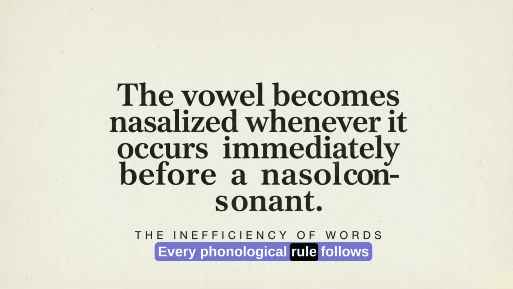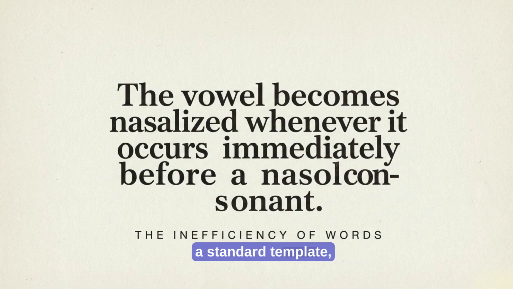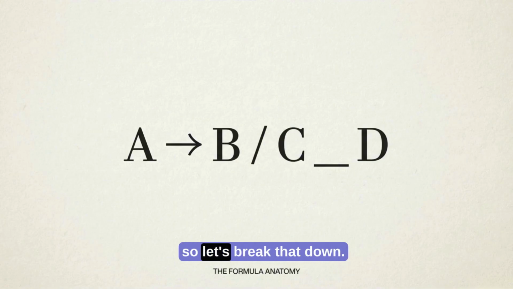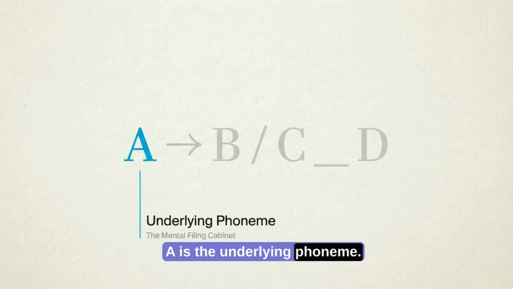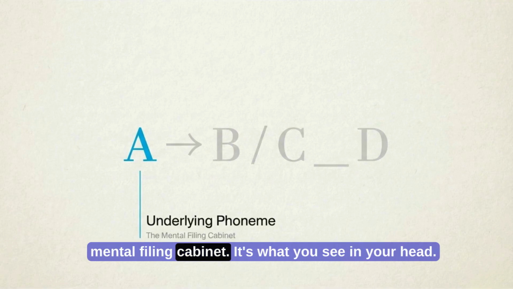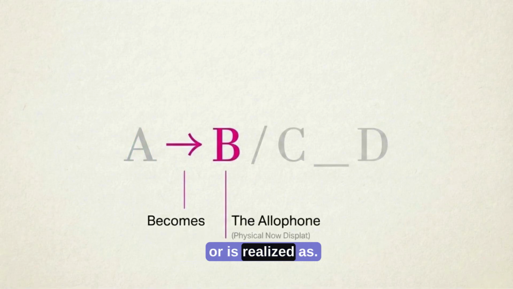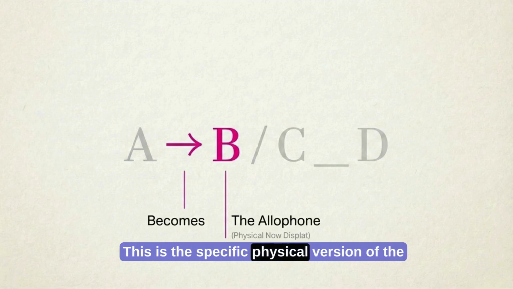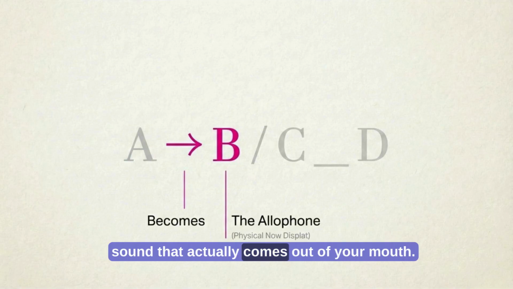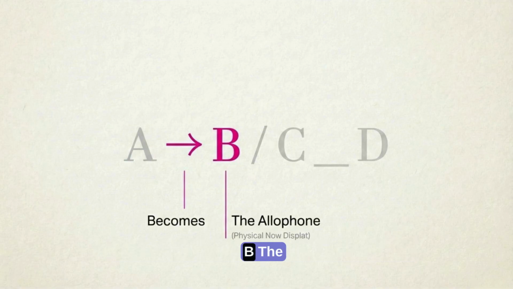Every phonological rule follows a standard template. So let's break that down. A is the underlying phoneme. This is the sound as it exists in your mental filing cabinet. It's what you see in your head. The arrow simply means becomes or is realized as. B is the allophone. This is the specific physical version of the sound that actually comes out of your mouth.